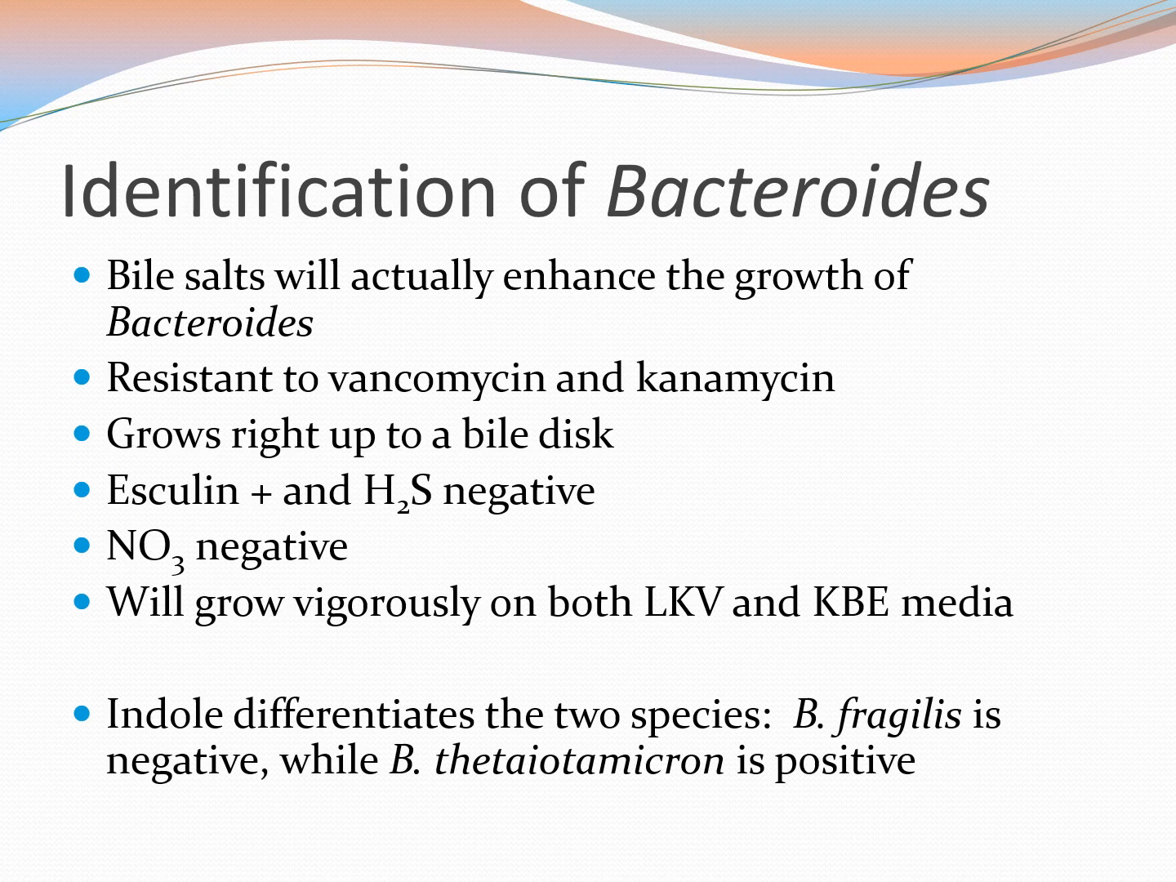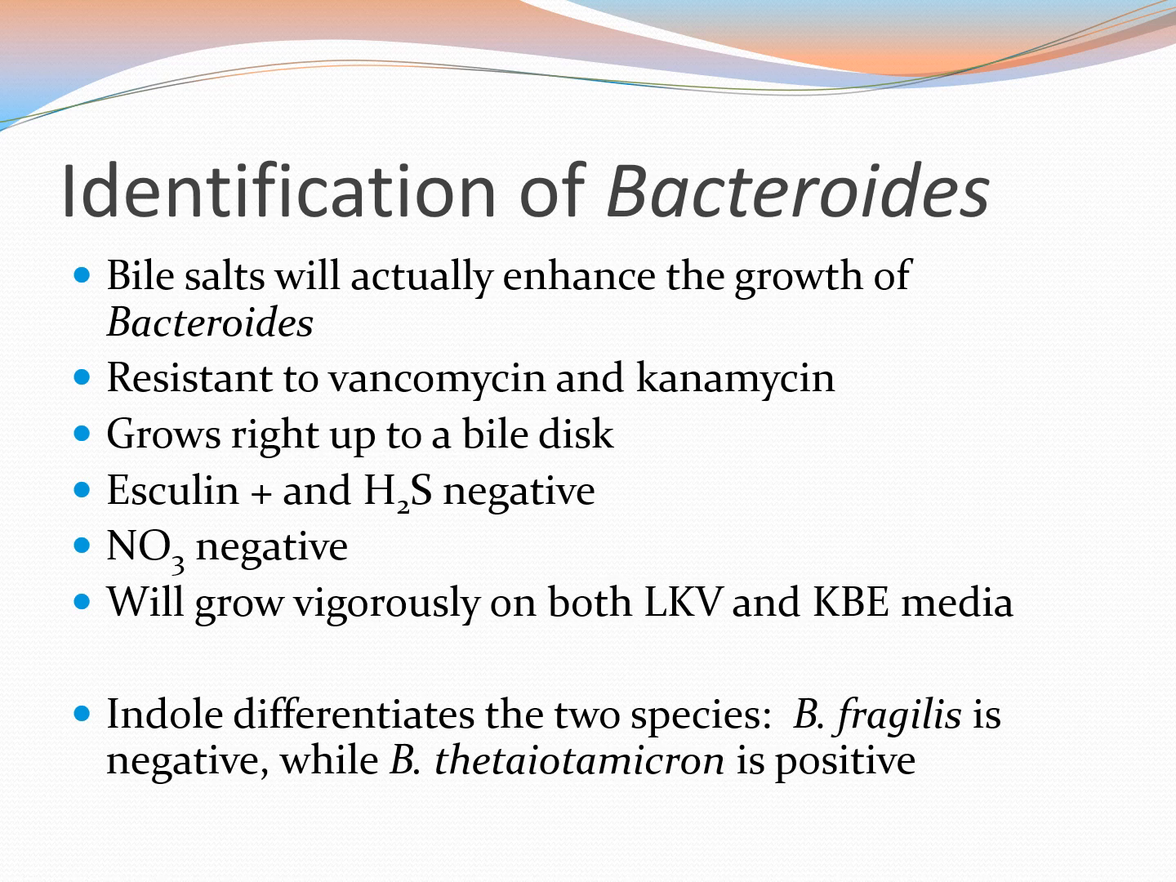Bacteroides is relatively an easy anaerobe to identify. It is one of the few anaerobes that will tolerate bile salts. It's also going to be resistant to vancomycin and kanamycin, and Bacteroides is the only organism that is resistant to high amounts of kanamycin that is an anaerobic gram-negative rod. It does grow right up to the bile disc, and it is esculin positive and H2S negative.